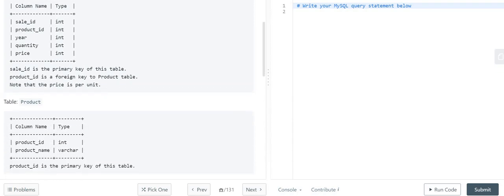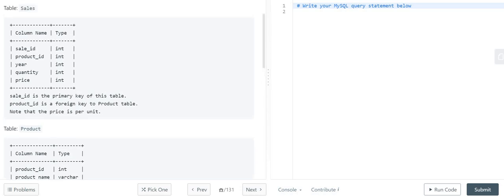Then there is a table called Product. The column names and types are given. So product ID is int and product name is of type varchar. Product ID is the primary key of this table. So here they mentioned that product ID is a foreign key to the Product table, which means product ID is the primary key of this table, which is implied.